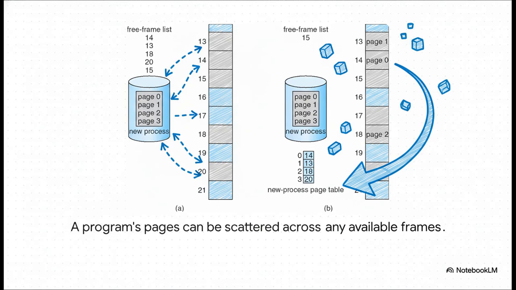And this right here is the brilliant part. The OS can take the pages from a single program and just slot them into any available frame, wherever it might be. They don't have to be next to each other at all. Just look at this diagram. Page 0 can go to frame 14, page 1 to frame 13. They're all over the place. The program itself is totally oblivious. It thinks it's all one big block, but the OS knows the real story.